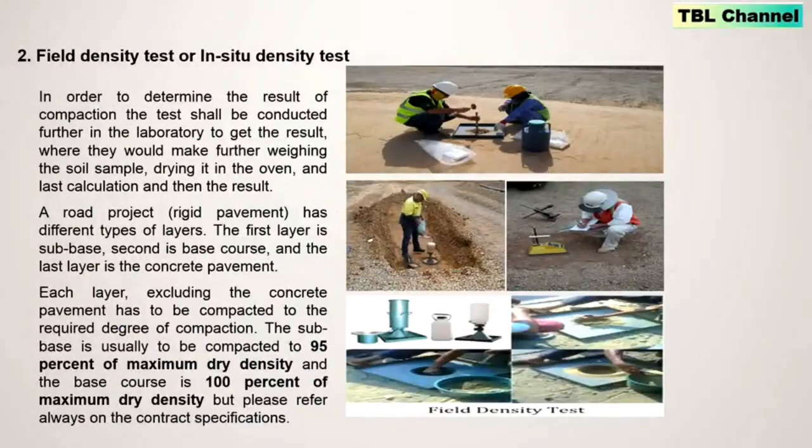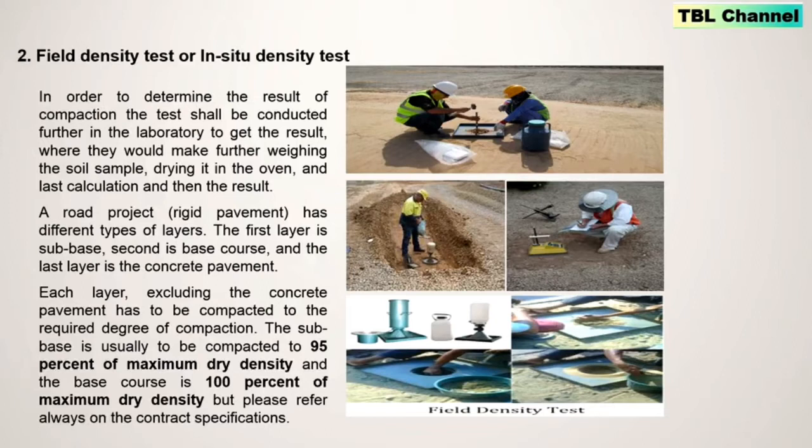Number 2, field density test or in situ density test. In order to determine the result of the compaction, the test shall be conducted further in the laboratory to get the result, where they would weigh the soil sample, dry it in the oven, and finally calculate and get the result. A road project, rigid pavement, has different types of layers.